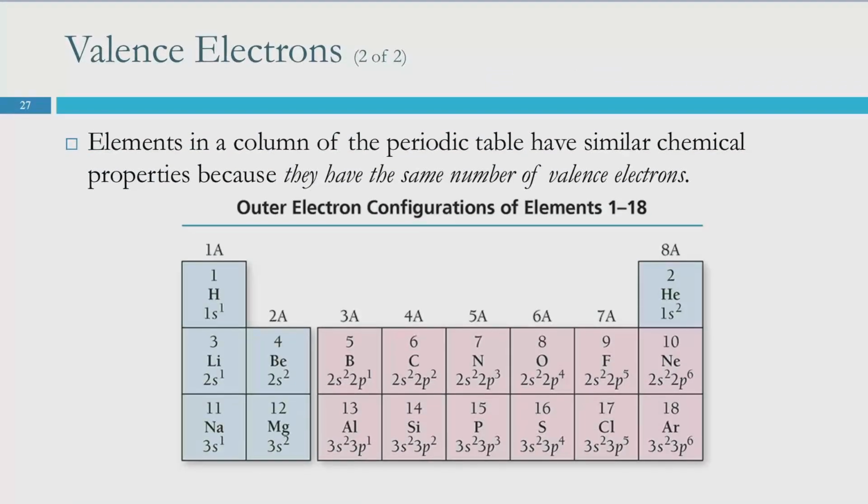So looking at our periodic table, we've cut out our transition metals. Our transition metals would go there, so we're just looking at the main group elements. They've got 1, 2, 3, 4, etc. valence electrons.